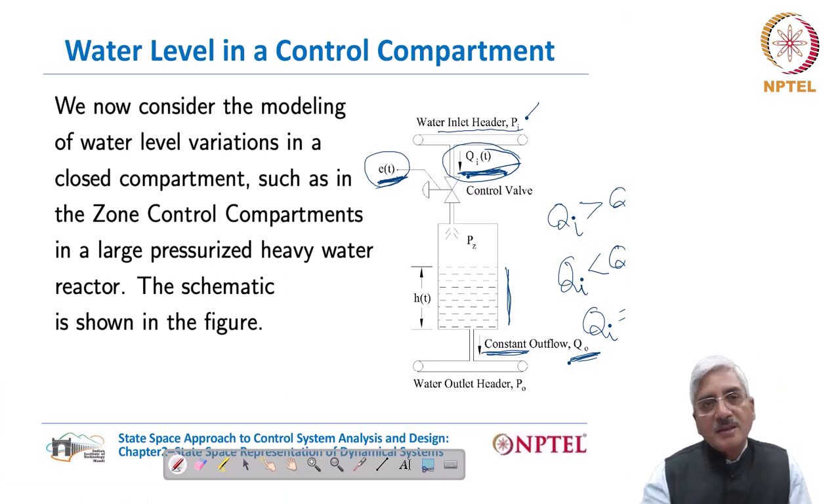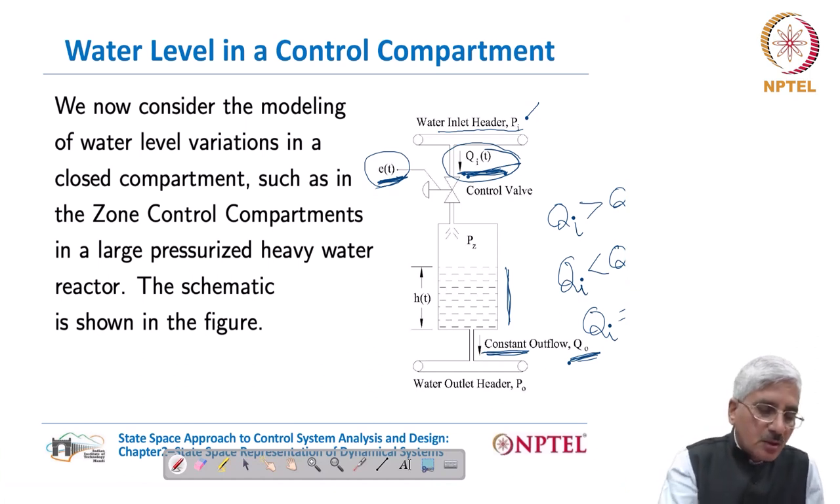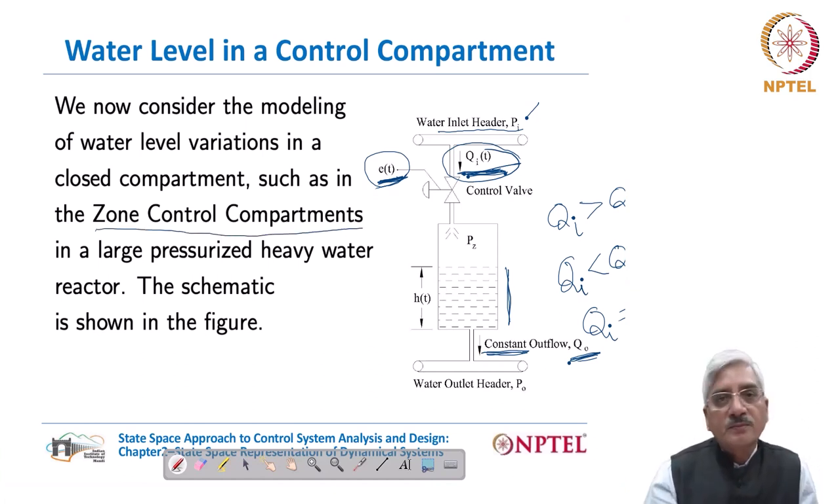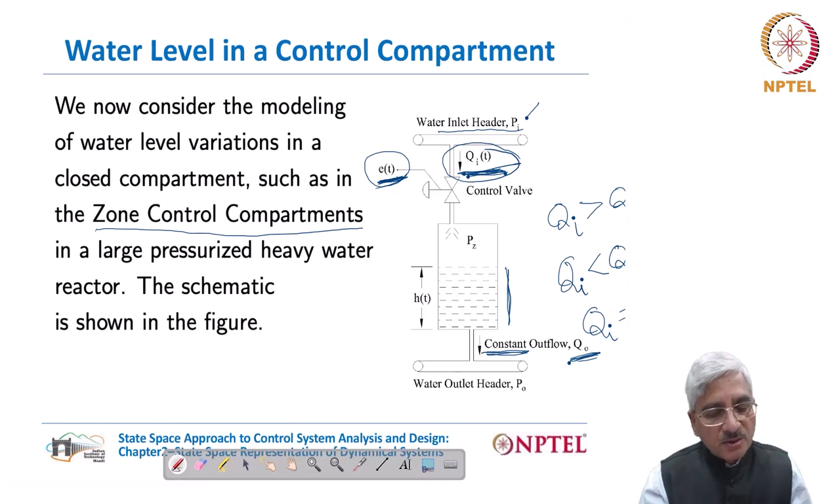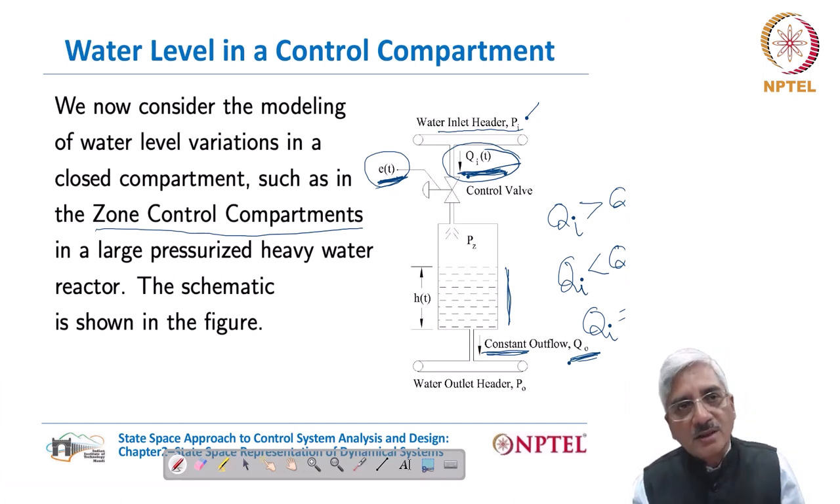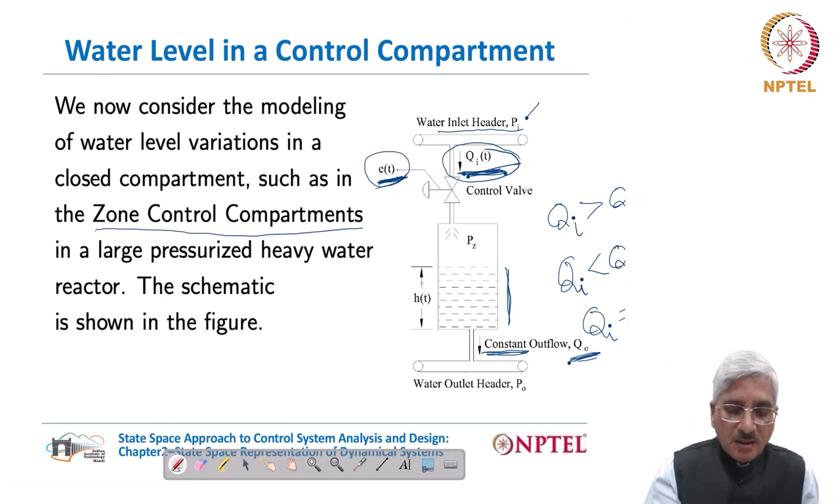When reactor power has to be maintained constant, this liquid level has to remain constant. If the power around this zone control compartment is to be changed, the power can be changed by changing this liquid level. Once the required power has been achieved, the liquid level can be brought back to the equilibrium. This is the way the system operates.